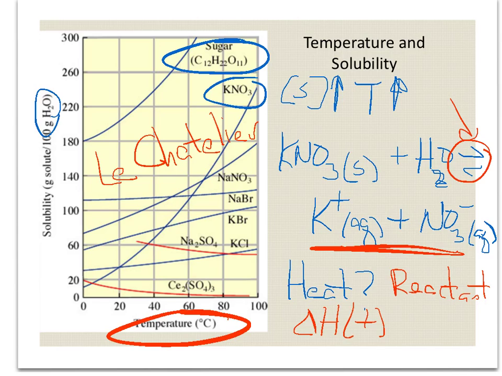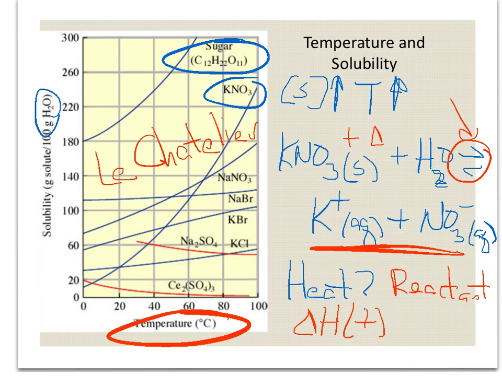So I'm going to represent the heat here as another reactant. I'll put a plus delta. Delta is a symbol often used for heat. So heat is a reactant. If you add heat, it shifts to form more ions in solution, so the reaction must have been endothermic.